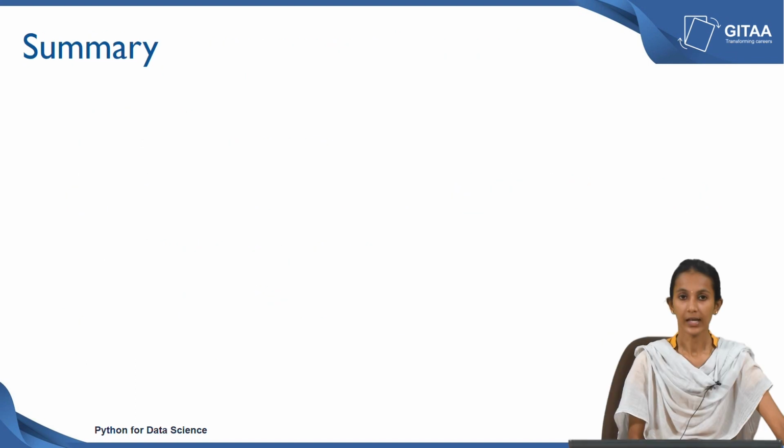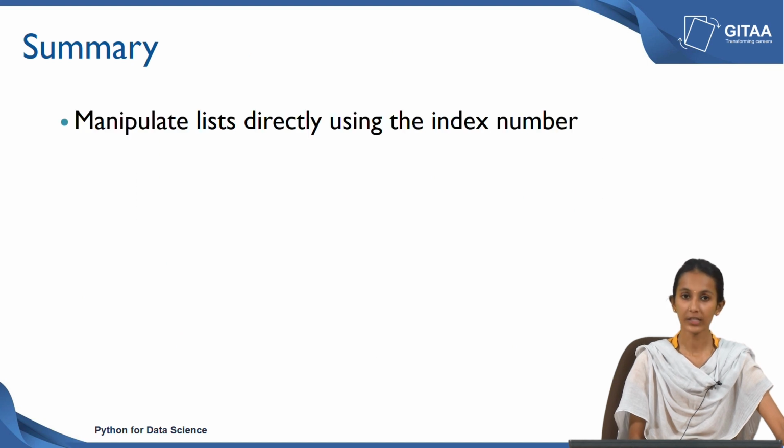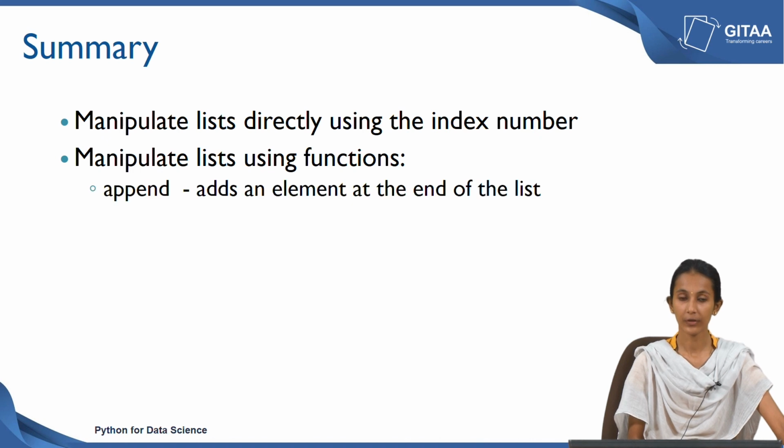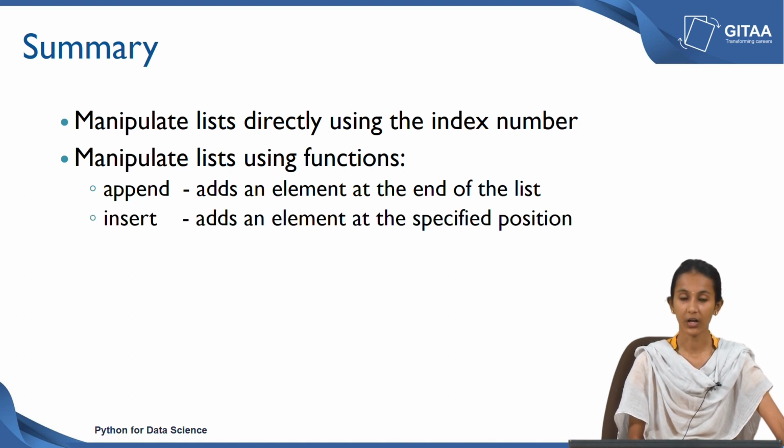So let us summarize. First we saw how to manipulate the list using the index number, and we also saw some of the built-in functions. First we saw append. Append adds an element at the end of the list, and it also creates a new list. It is also called concatenation of a list. Next we saw insert. If I wanted to add an element at a specified position, insert works very well.